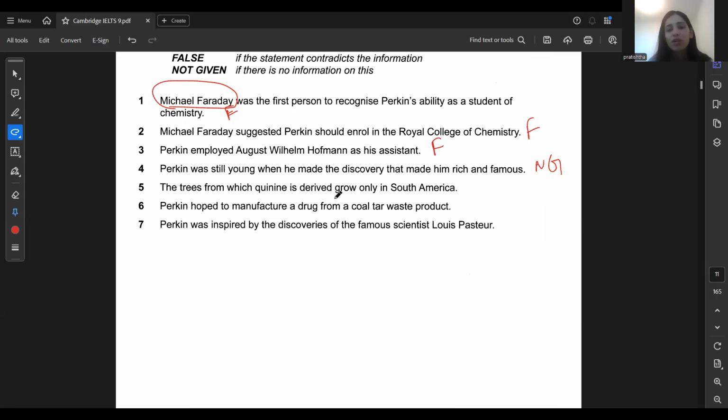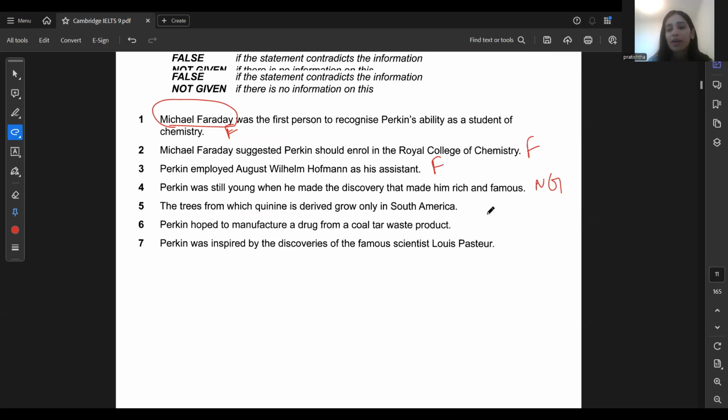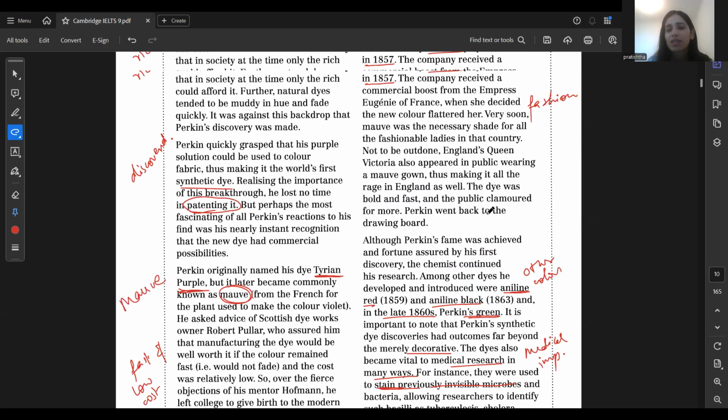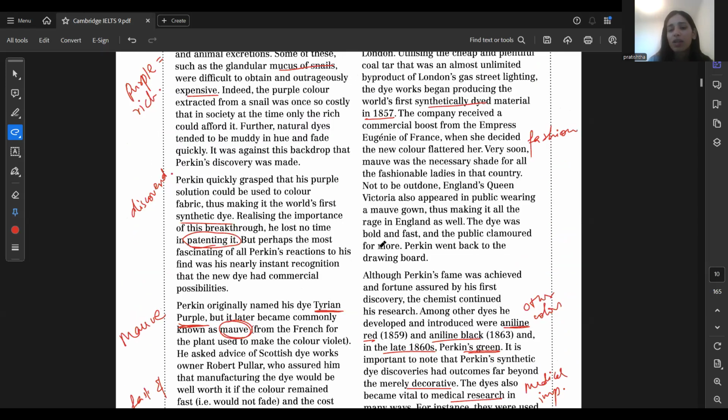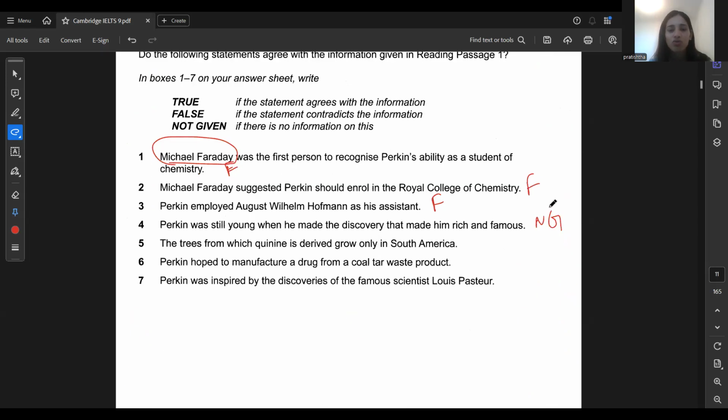The tree from which quinine was derived only grew in South America. So let's see where they talk about quinine. Quinine was the only viable drug native to South America. Yes, so it was native to South America, right? So it was only available in South America. So it's true. Perkin hoped to manufacture a drug from a coal tar waste product. So yes, he was hoping to manufacture a drug, which was quinine, I guess, from coal tar waste product. So this is true as well.